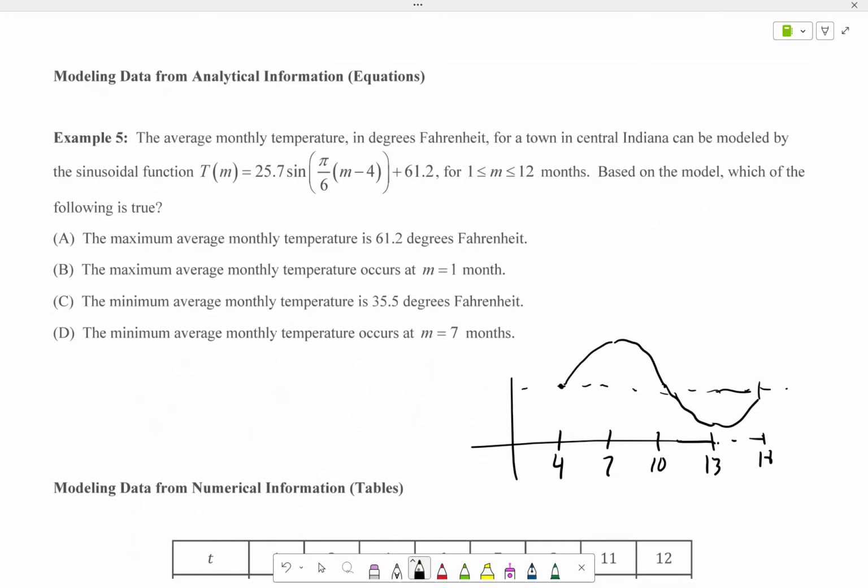13. The question is, when does this happen? Either 13, or we could move it back into our normal range by taking the 13 and subtracting 12 to get 1. That was a really good insight. Thank you.